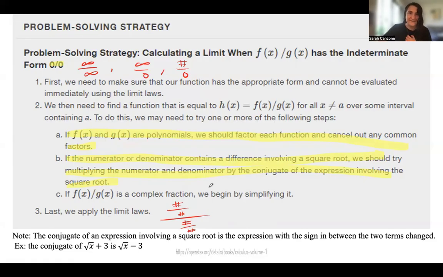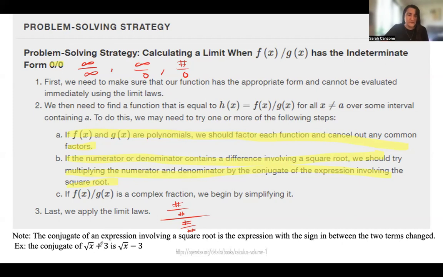So now I should define what a conjugate is. A conjugate is using a root. The idea is you switch the sign in between the two terms. And so down here, I have a little note. The conjugate of an expression involving a square root is the expression with the sign in between the two terms changed. And here's a little example.